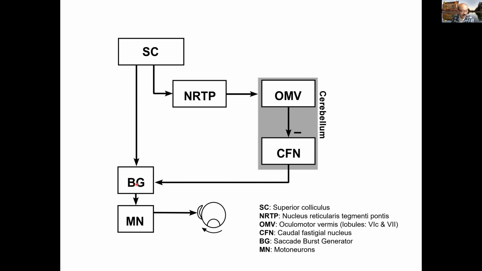And then the burst neurons project to the motor neurons, which eventually innervate the muscle and move the eye. Many studies, including from our lab, have shown the involvement of this oculomotor vermis and also the CFN in the adaptation of saccades. And all of those adaptations were performed in a single day, basically in a single session of experiment.